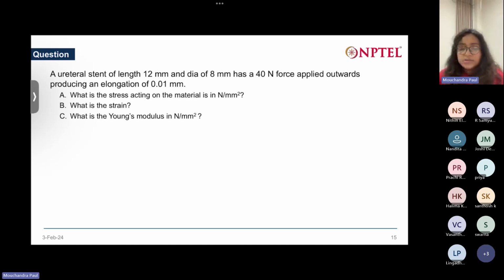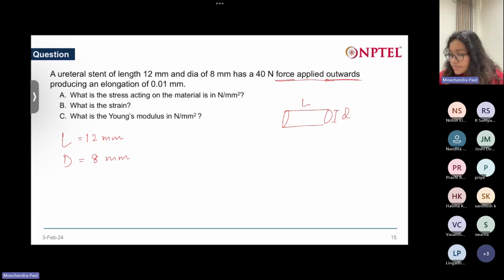Okay. So in this problem, you are given a urinary stent. A stent basically has the dimensions of a cylinder, usually looks like a cylinder. Its length is given, its diameter is given. Length is 12 mm, diameter is 8 mm, and an outward force is applied. The force is in the outward direction.